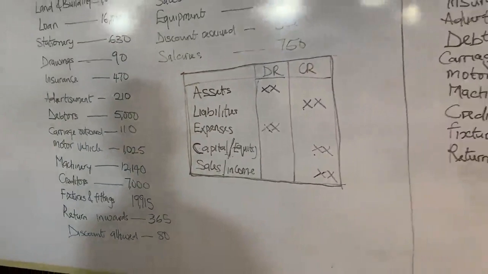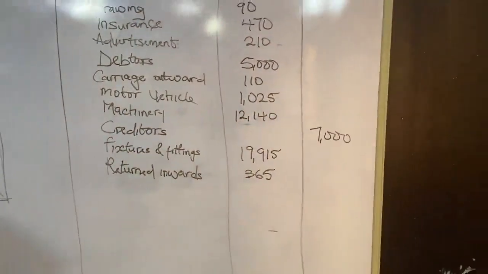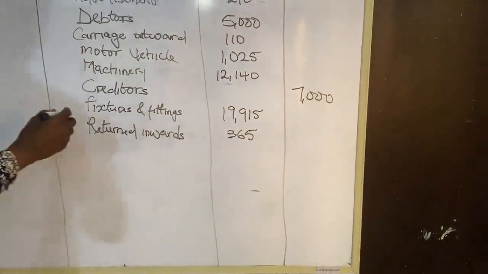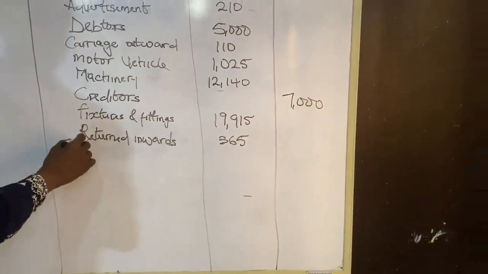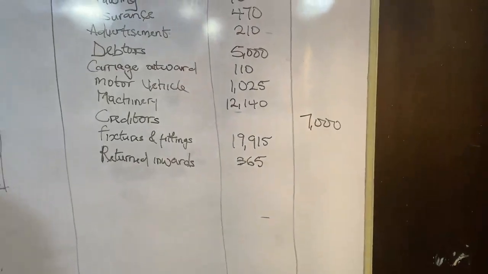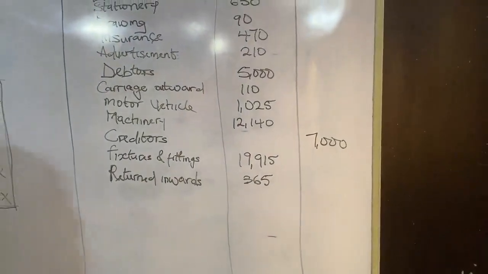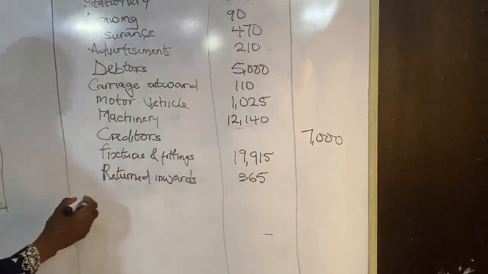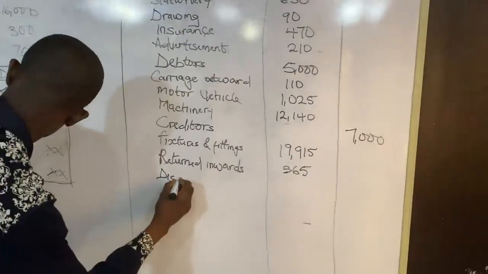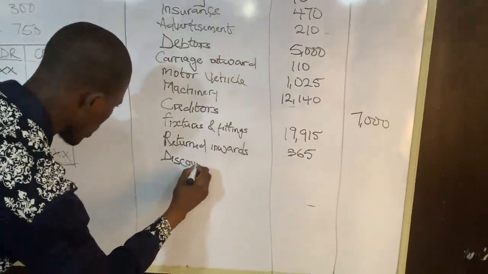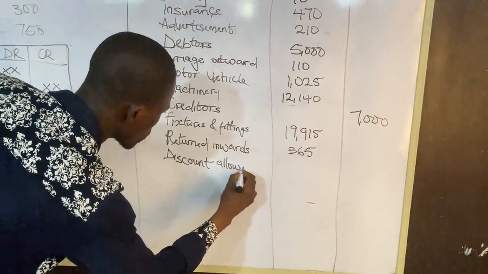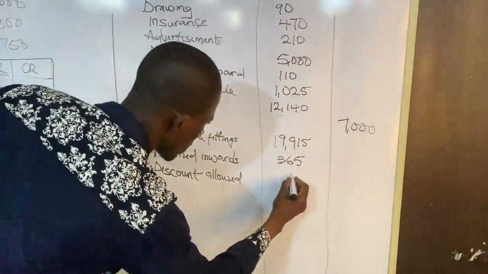Discount allowed is next. If you allow discounts, it's an expense on you. You give someone discount, you're supposed to collect 100 naira for that product, but you collected 95 naira. The remaining 5 naira will be an expense to you. You are going to bear that one. So it's an expense to you. So you bear the cost. Discount allowed, 80 naira.